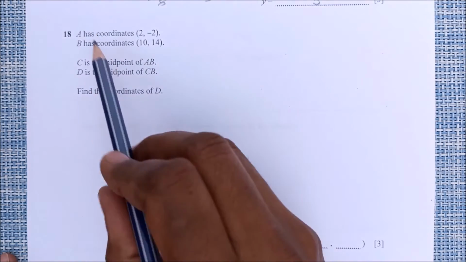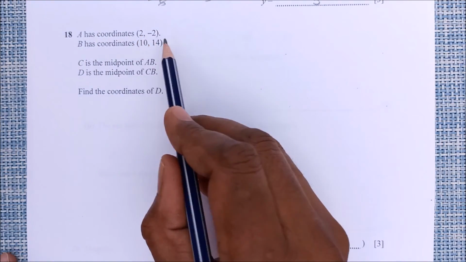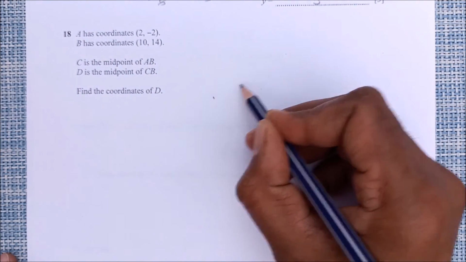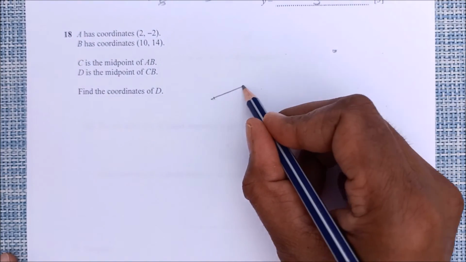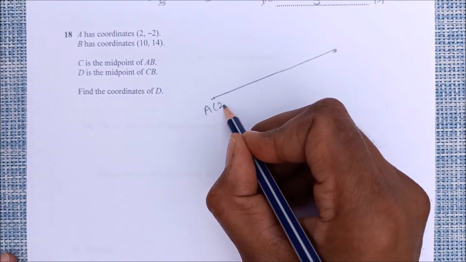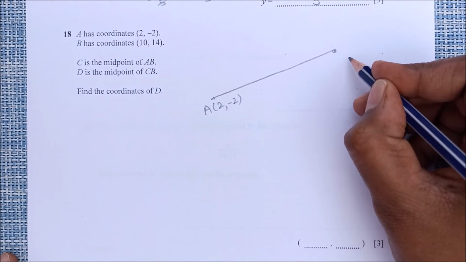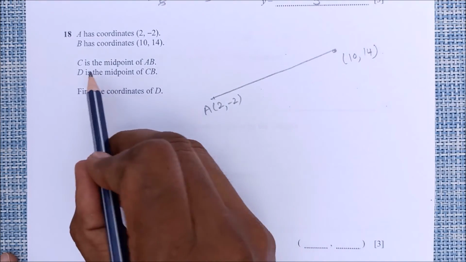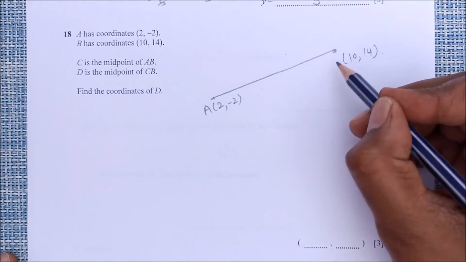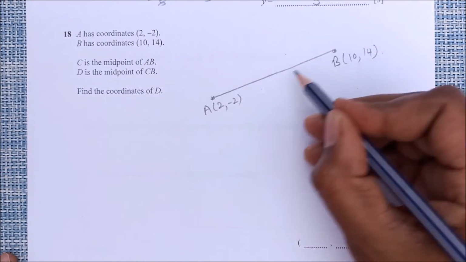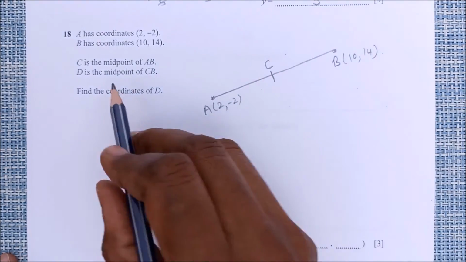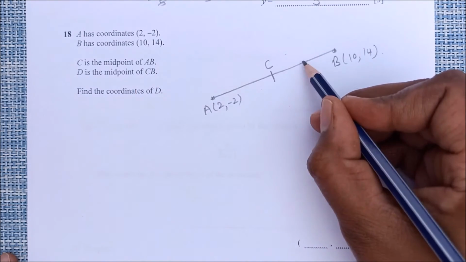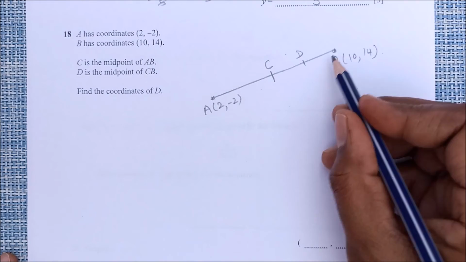Question 18. A has coordinates. We are given the coordinates, so let's draw a rough diagram. A has coordinates 2, negative 2, and B has 10 and 14. C is the midpoint of AB. This is B. So C is in the middle somewhere here. This is C. C is the midpoint of AB and D is the midpoint of CB. So D is here, the midpoint of CB.